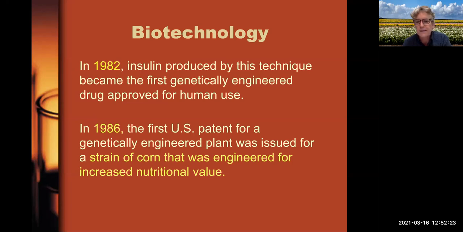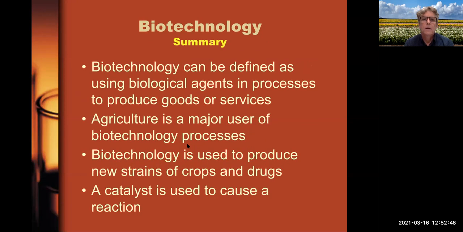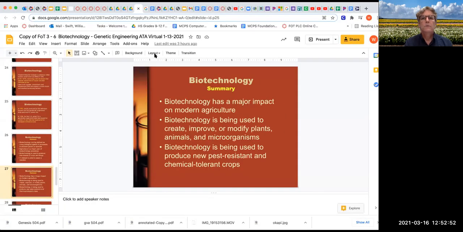In 1986, the first US patent for a genetically engineered plant was issued for a strain of corn that was engineered for increased nutritional value. So genetically modified products have only been around since 1986. That's 35 years. It's not a long time. Okay, instead of going into this summary, I am going to treat you to a video.